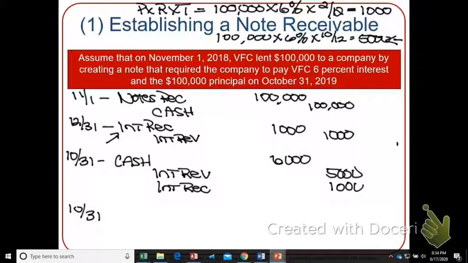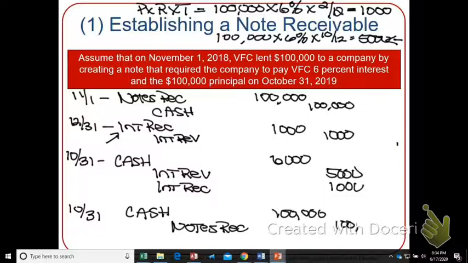And the last entry would be cash, notes receivable for the $100,000 when they pay you back. Now, it's not a big deal. I don't like the way they do this in Connect because I think they would just pay you $106,000 personally. They wouldn't give you a $6,000 interest and $100,000 note. I would just collect this all in one journal entry, but this is how they go through and record it.